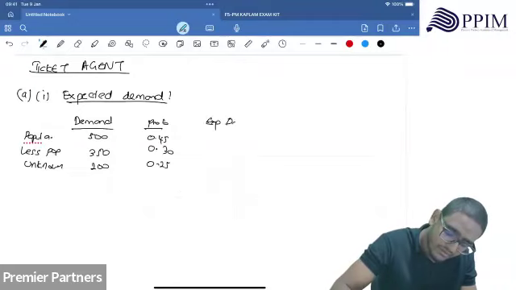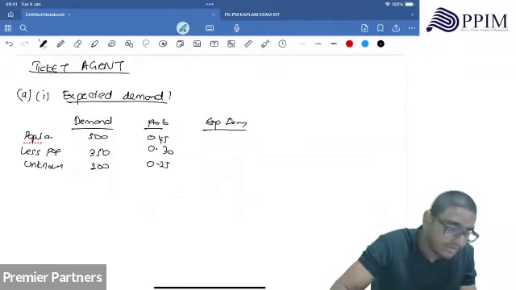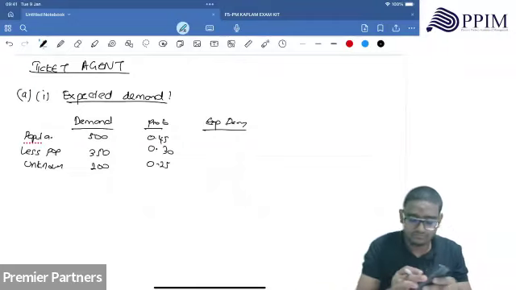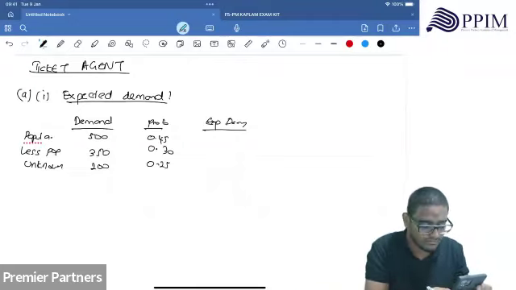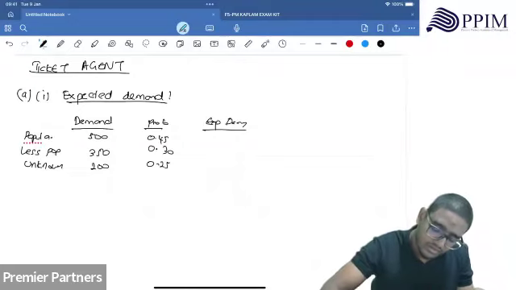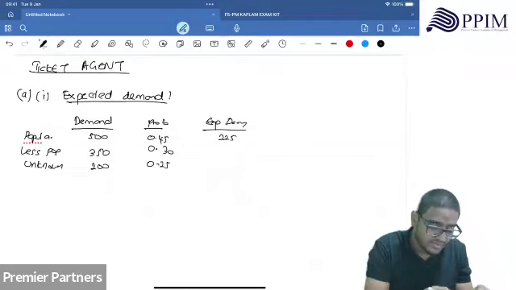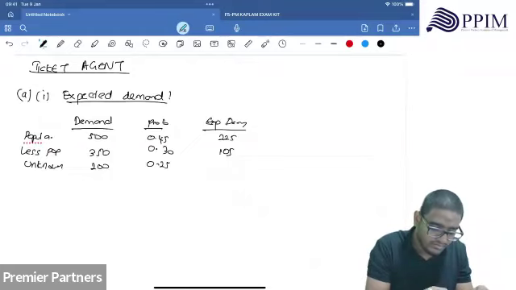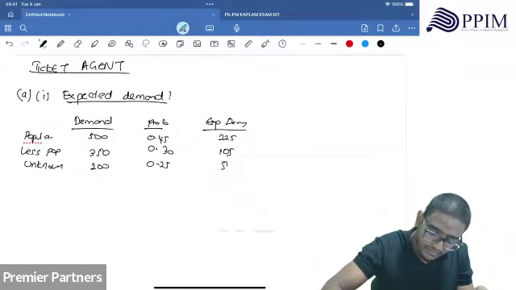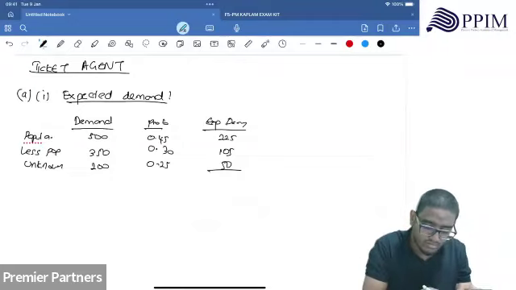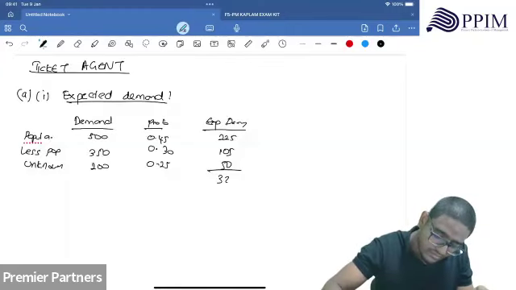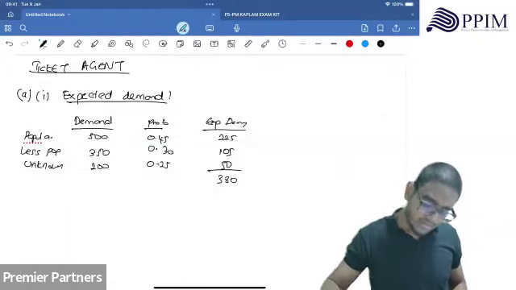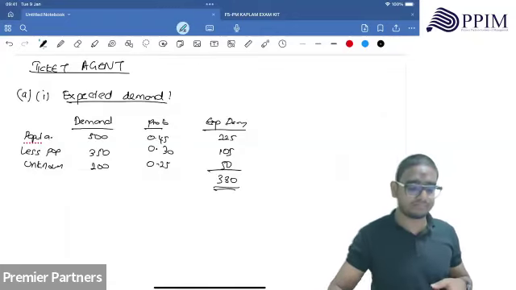Expected demand: 500 into 0.45 is 225. 350 into 0.3 is 105. 200 into 0.25 is 50. So add up 225 plus 105 plus 50, 380. I think expected demand is 380.